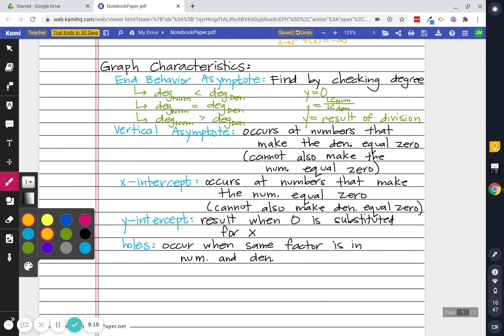Now, the key words. Let's go pick out some of our favorites. Vertical asymptotes happen in the denominator. X-intercepts happen in the numerator. Y-intercepts happen when 0 is substituted in for x. Holes occur when we have the same factor. And if I take it to the top, we check our degree. Now, you're going to do this in Delta Math, so I'm going to put together something that'll help you walk through that. But here are the basic notes for this particular section. You got this.